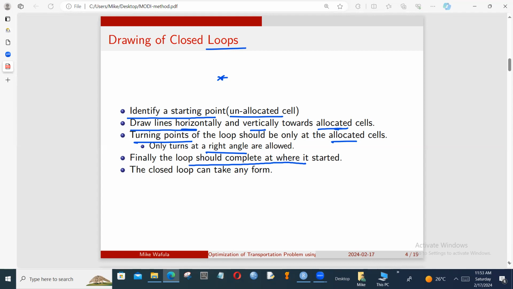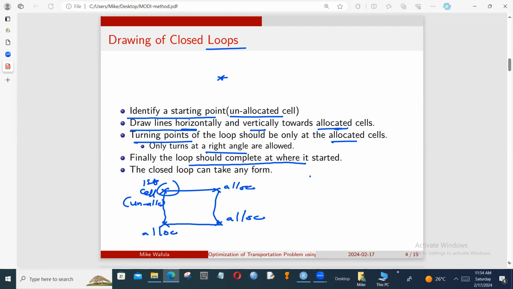So from this, you realize that you may have a loop of this nature, just a square, because you're making only turns at 90. And that can be a loop. As long as if this is your first cell, this is unallocated, but this one has allocation of units. This one has units allocated to it. This has units allocated to it. This will be a closed loop.